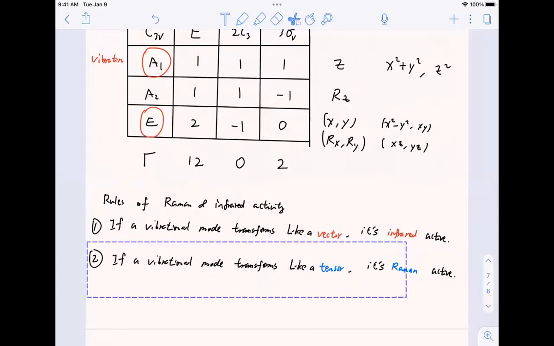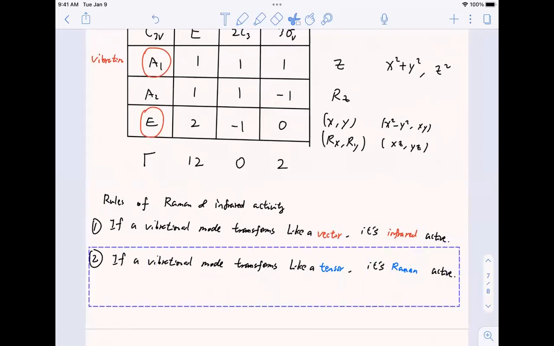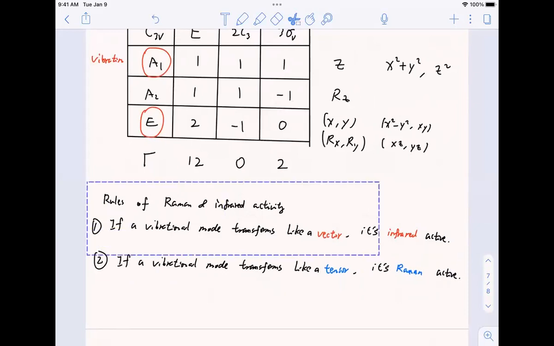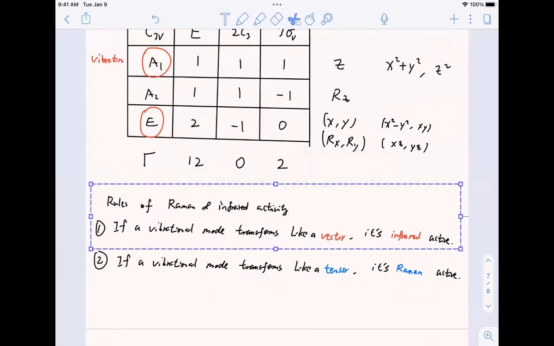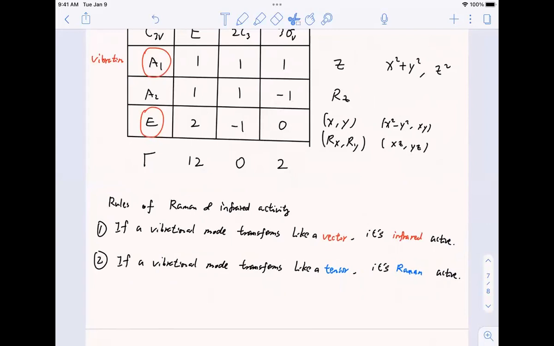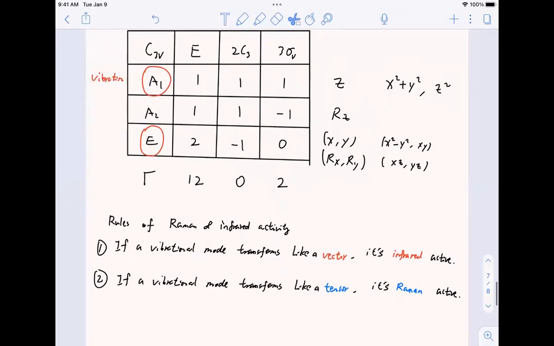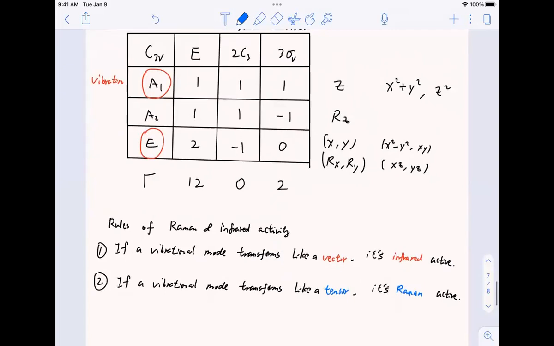Once you remember, then it's very easy to know whether a mode is Raman active. Infrared active means you shine the infrared light, you see the infrared absorption of that phonon. Raman active means you shine the light, you see a Raman mode. It is just that simple. If you want to know whether you will be able to see this phonon mode by Raman, you just look at the symmetry property of this phonon mode. So let's look at the A1 mode. Does it transform like a vector? Yes, because you see the Z here. This is part of the vector.